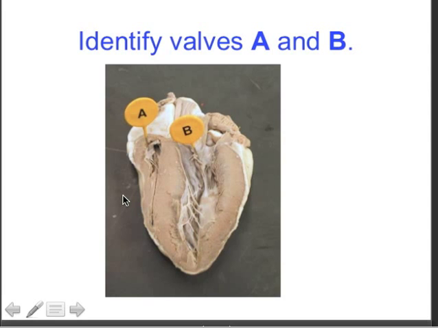Here we have a heart that's been opened up, and it's very easy to see the left ventricle here and the right ventricle over here. Look how thick the walls are in the left ventricle.